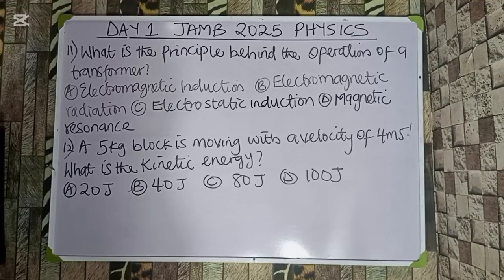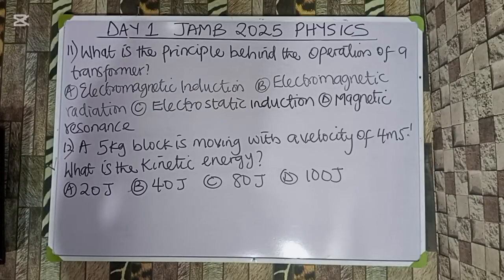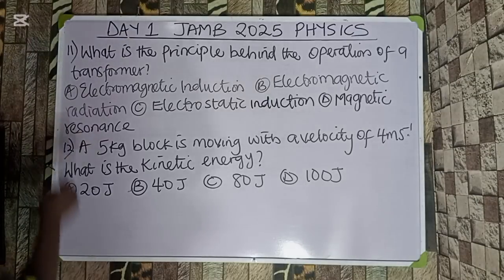Question 11. What is the principle behind the operation of a transformer? Option A, electromagnetic induction. Option B, electromagnetic radiation. Option C, electrostatic induction. Option D, magnetic resonance. The correct answer to this question is option A, which is electromagnetic induction.